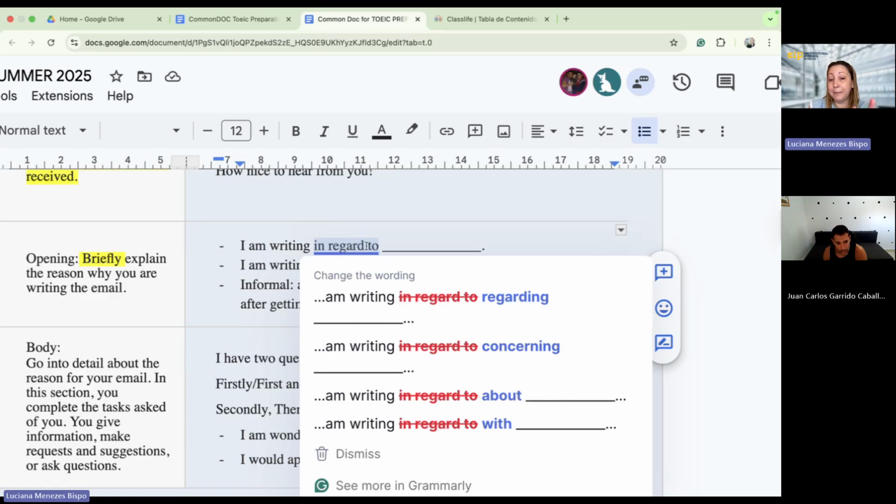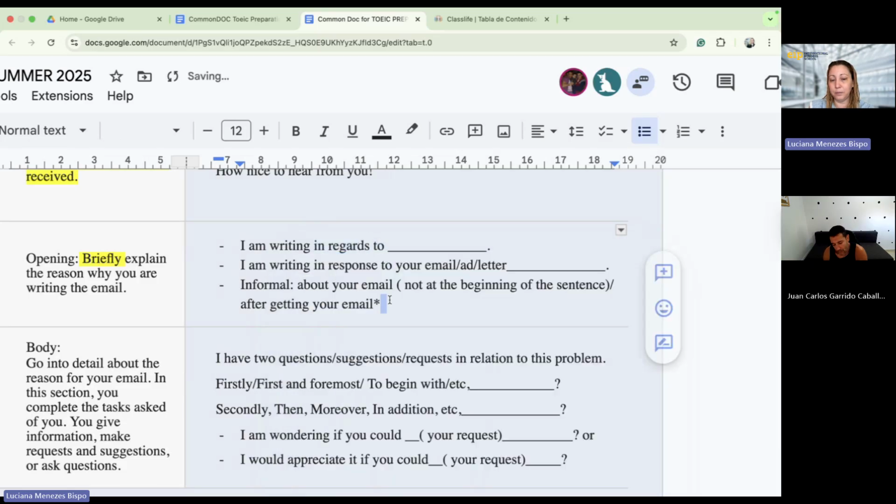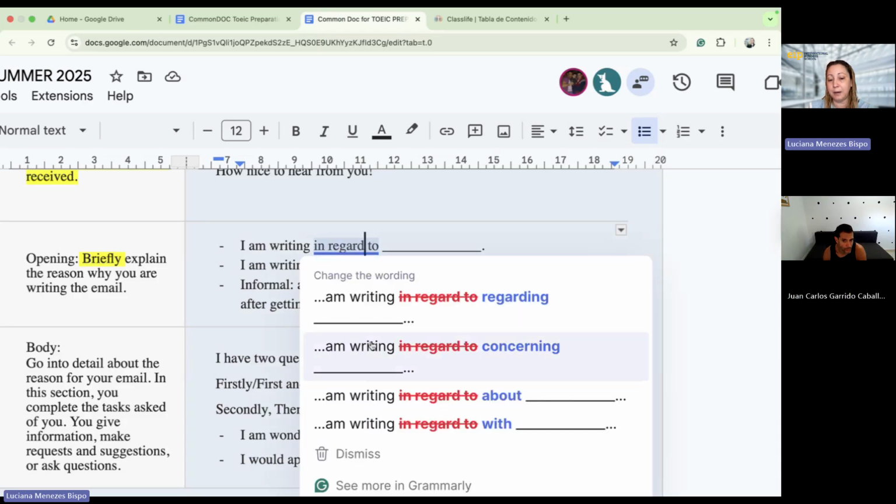Why do I keep it like this? Because we can say that 80 or 85% of my students write in the email like this: I'm writing in regards to, and that's not correct. It is I'm writing in regard to or regarding. Okay, that's why I keep it and I make sure that I comment on this in every class. All right.